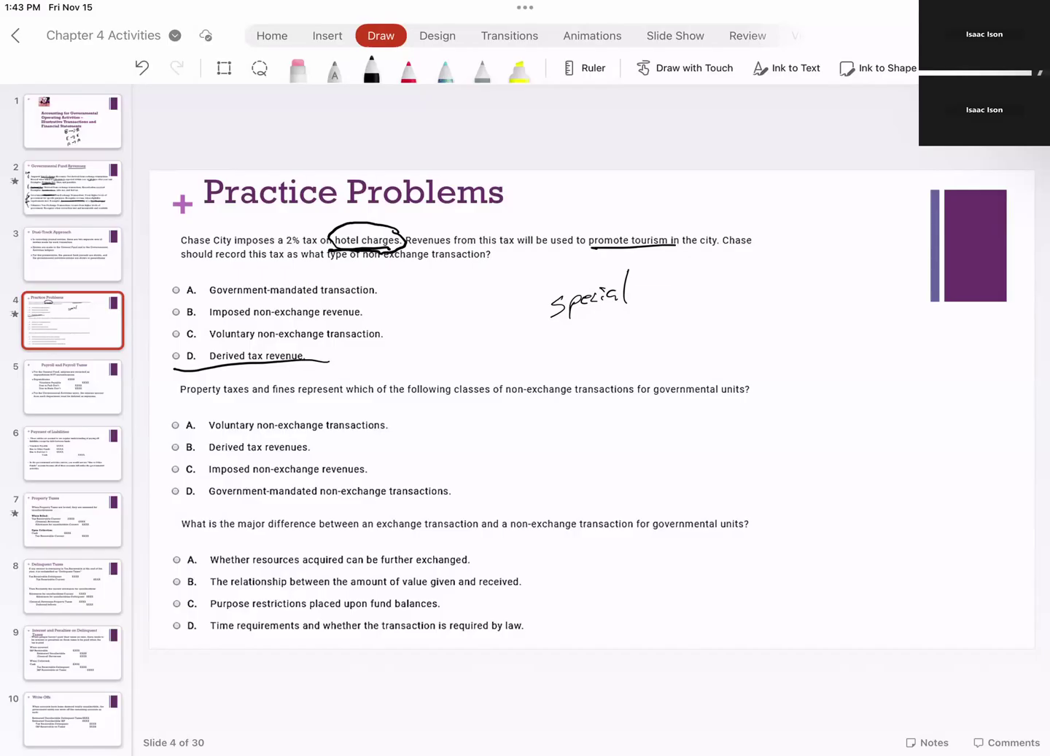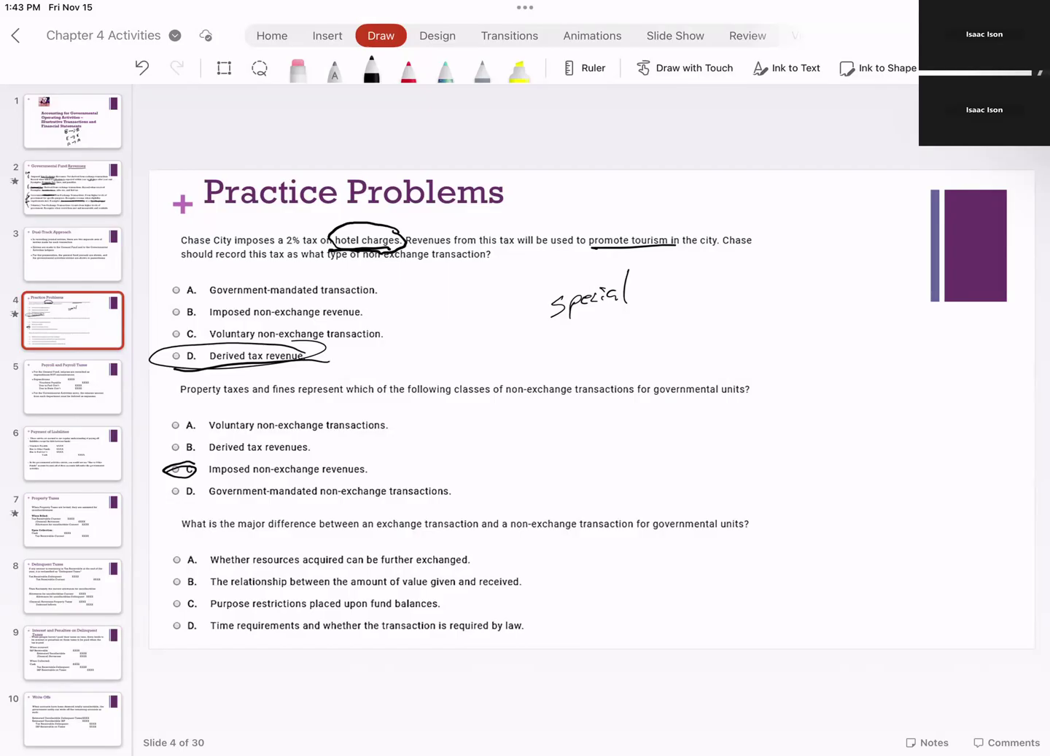Okay, property taxes. Property taxes and fines represent which of the following classes of non-exchange transactions? So this one is imposed, right? Okay. The thing is that all taxes are imposed, right? It's just whether or not they're derived from some underlying transaction or not, right? Voluntary would only be revenue from grants that we applied for.